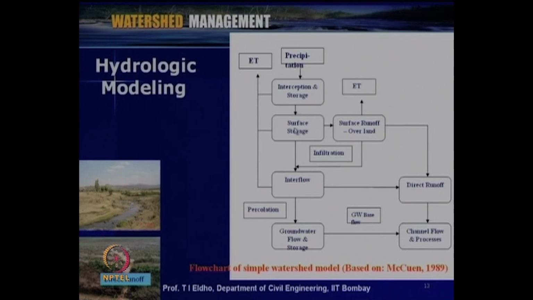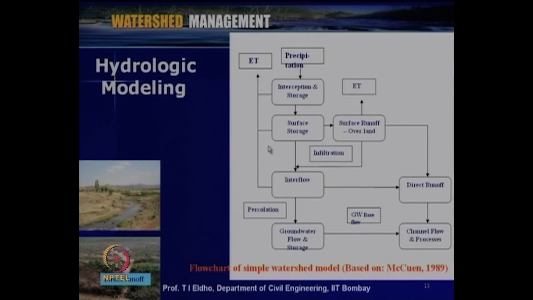Then say there may be some surface storage as far as the area is concerned. Then once the surface storage is full, the runoff starts. So, the surface runoff, so-called overland flow. Then infiltration also simultaneously is taking place from the watershed. So, that infiltration will be going to the soil, and then it may reach the aquifer system. Then there can also be a coming back flow called interflow.